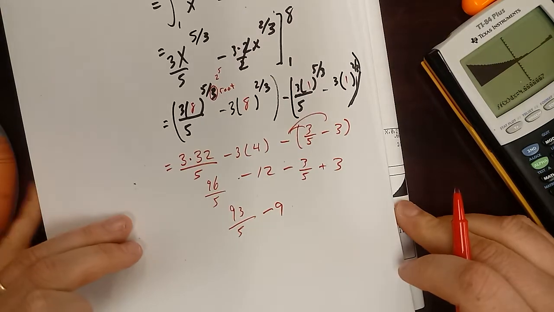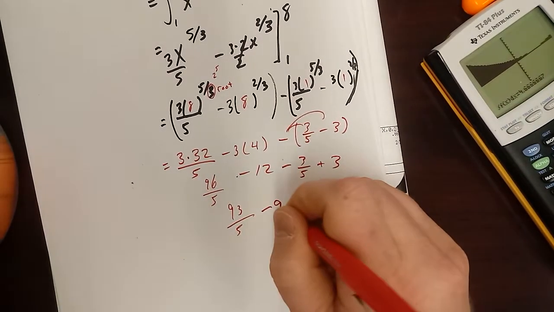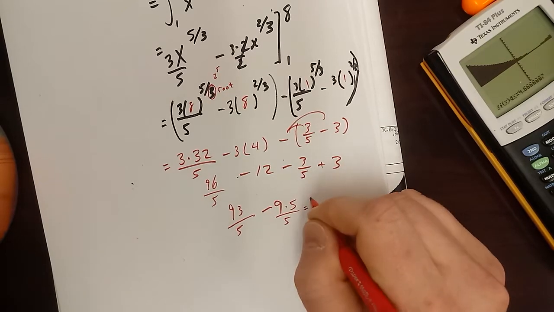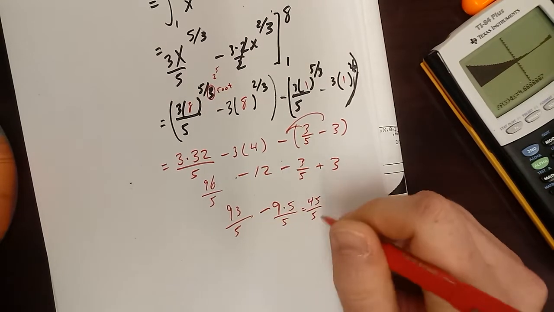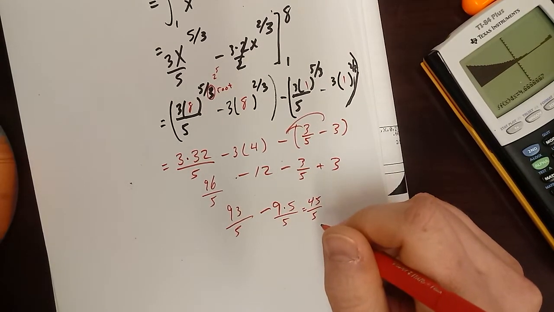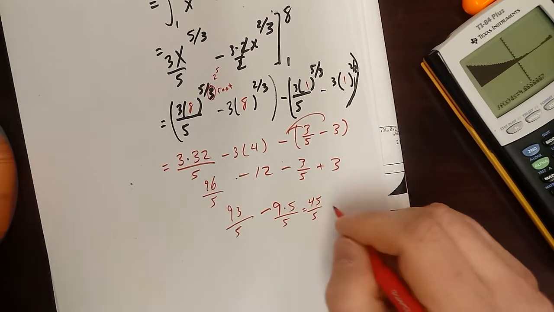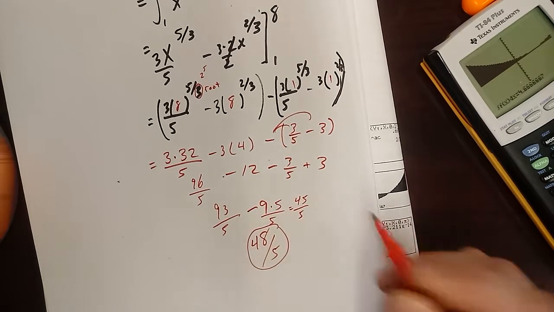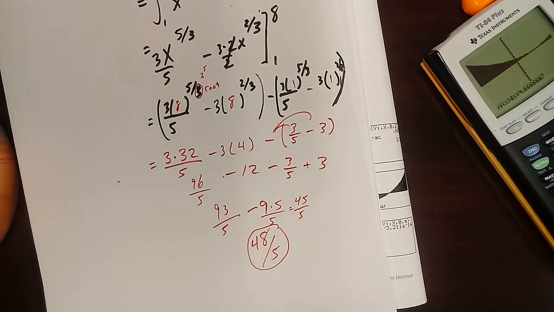So I got to do times 5 over 5. So I get 45 over 5. So 93 minus 45 is going to be 48. So 48 over 5, final answer. All right.